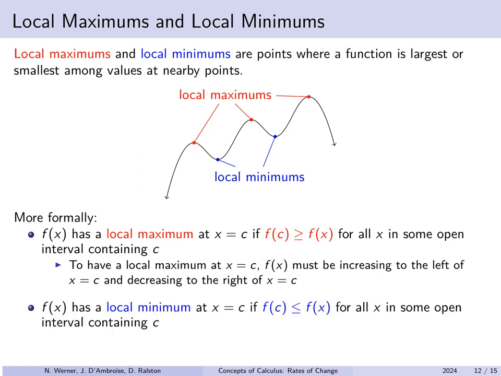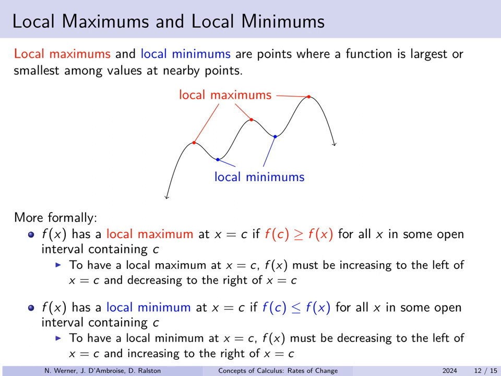Similarly, f of x has a local minimum at a point if f of c is less than or equal to all possible values f of x, where x is chosen to be in an open interval around the point c. So to be at a local minimum, you have to be decreasing to the left and then increasing to the right. Then this point here will be the smallest in its little local neighborhood.